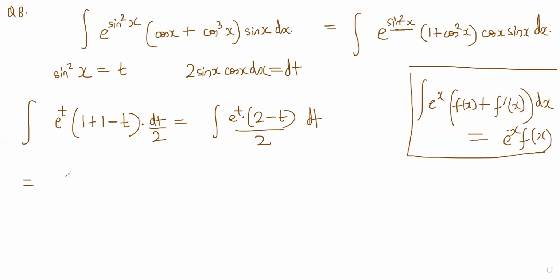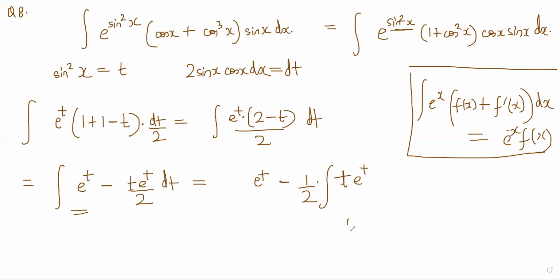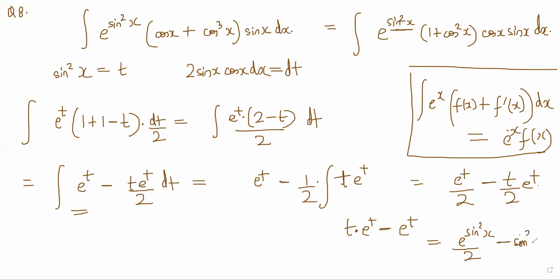Now this is doable because this comes out as e power t minus t e power t by 2 dt. Integral of this is e power t minus half. You have to do the integral of t e power t. You can do it easily by parts. It is t into e power t minus e power t, right? Doing it by parts, the answer will become e power t by 2 minus t by 2 e power t. Now you put back your t, you get e power sine square x by 2 minus sine square x by 2 e power sine square x, right? That should be your answer finally, right?